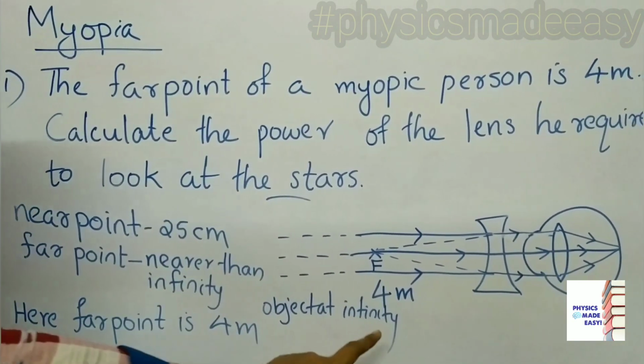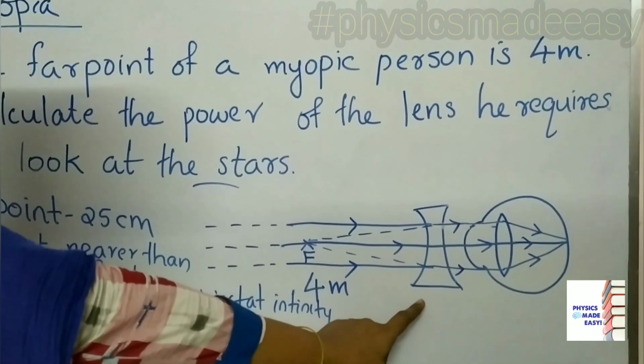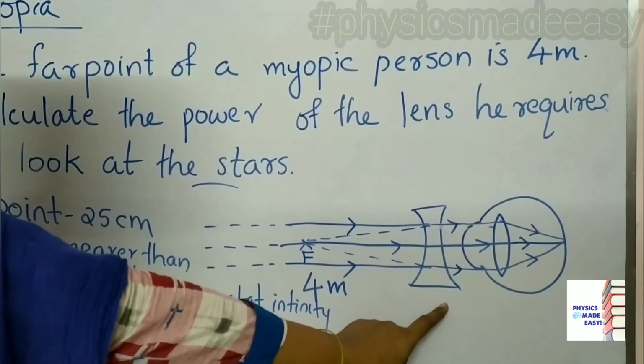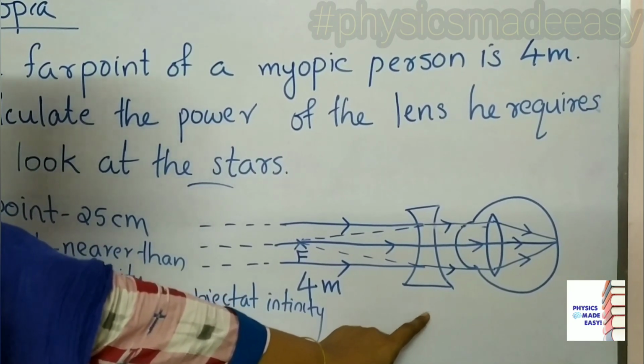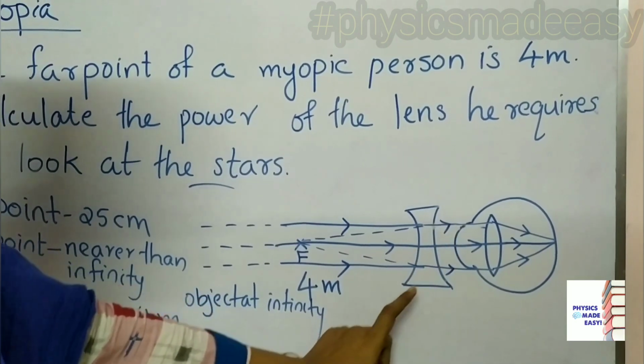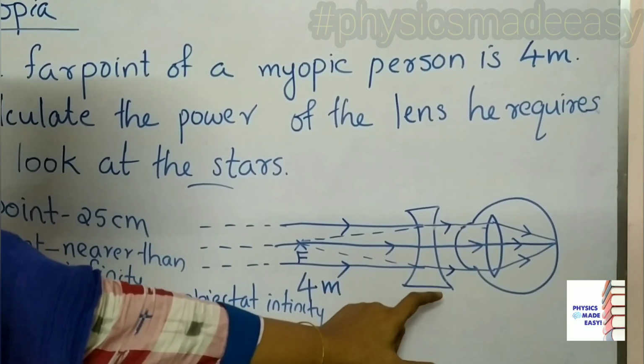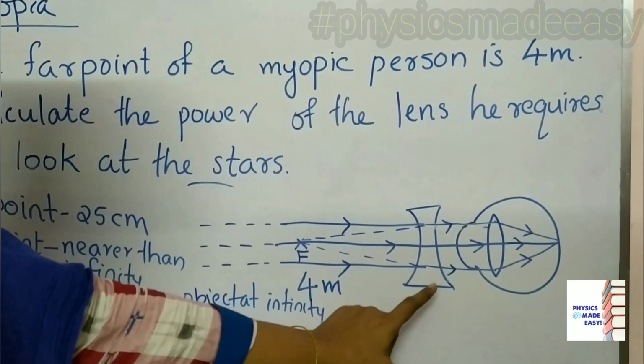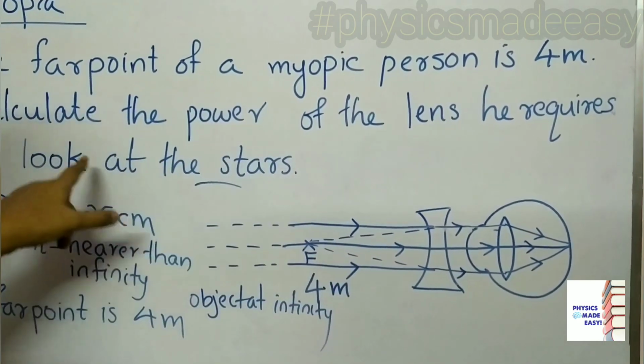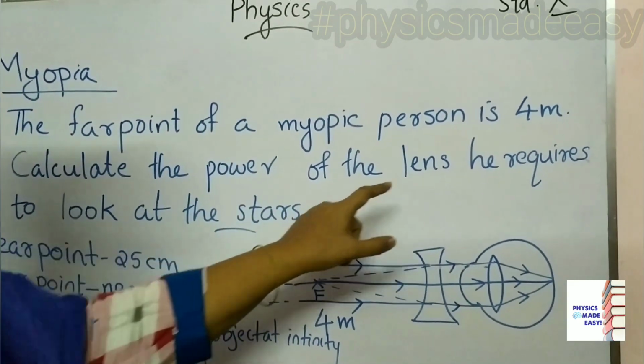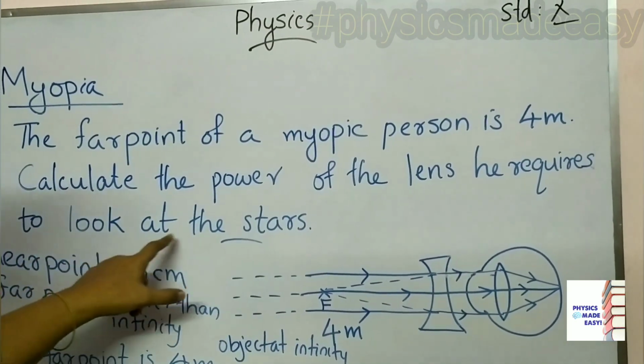So here you can see, if that person is using that concave lens, what will happen? You know about lenses. We have a lens formula. Through that lens, refraction will be there. So, calculate the power of the lens he requires to look at the stars.